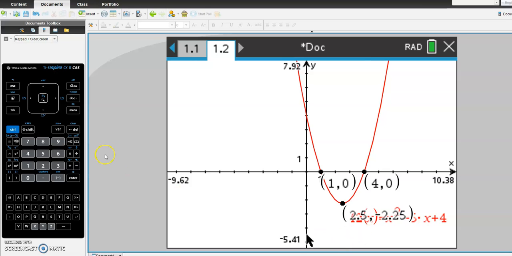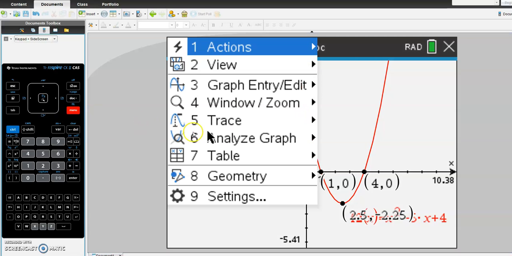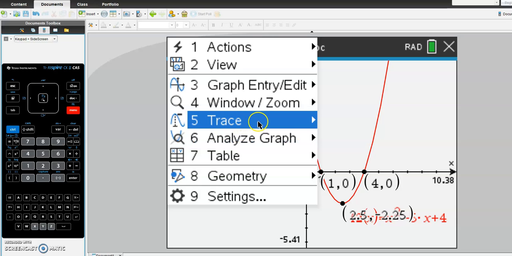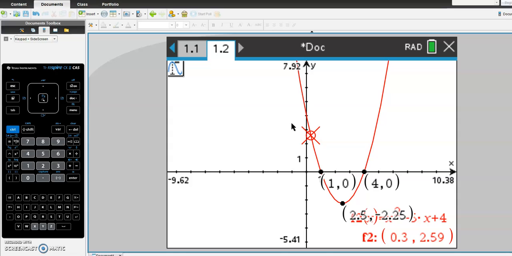And lastly, we want to find our Y-intercept, which is this point right here, where it crosses the Y-axis. So let's go to Menu. Okay, let's trace the graph. What this does is move your cursor along the graph. You could use the trace function to find zeros and the vertex, whether it be a maximum or minimum, also. So this one works for that also.